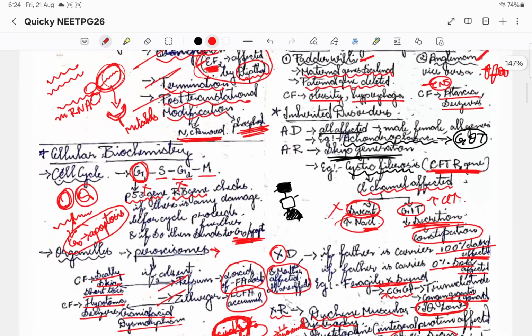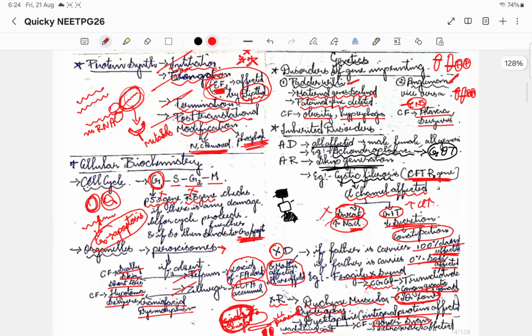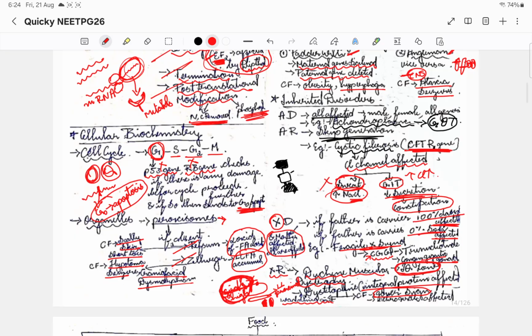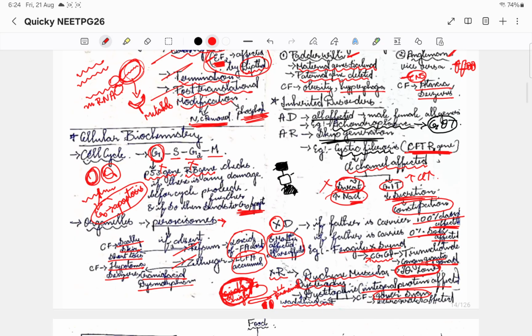My suggestion is that you need not learn every inherited disorder, just these four. For autosomal dominant, one is achondroplasia. Then autosomal recessive, I told you, cystic fibrosis. In that way, remember only one example for each.